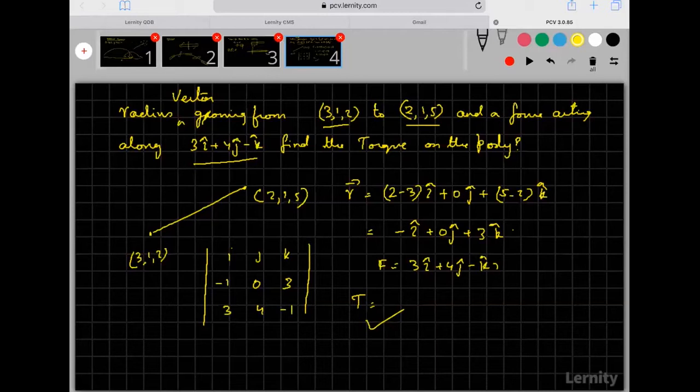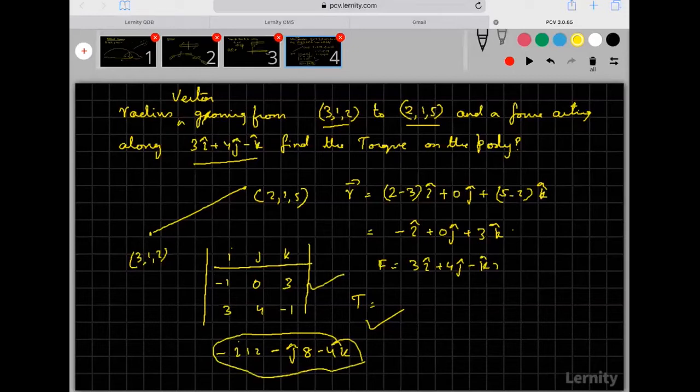Okay, so if you get it, let's move on. So you can now find out how to do it. So i cap, this will become minus 12 i cap, minus j cap times 1 minus 9, so minus 8 j cap, and k cap minus 4 k cap. So this is going to be the torque acting on the body. So expand this determinant and you will get the torque acting on the body.